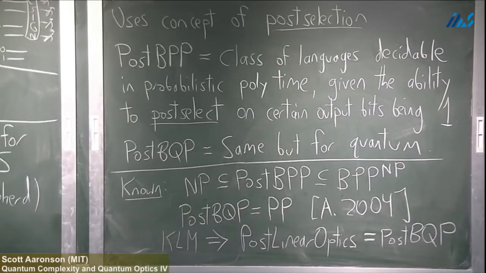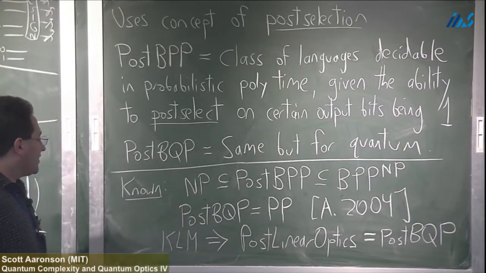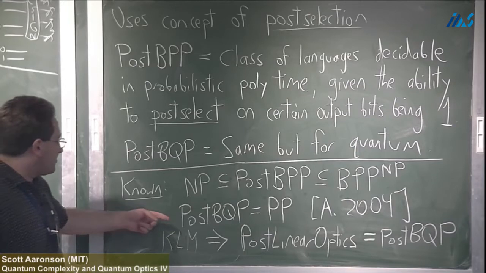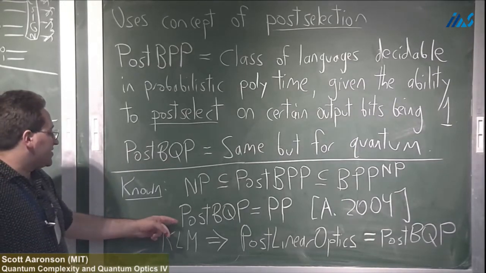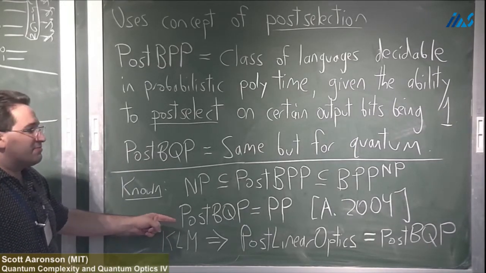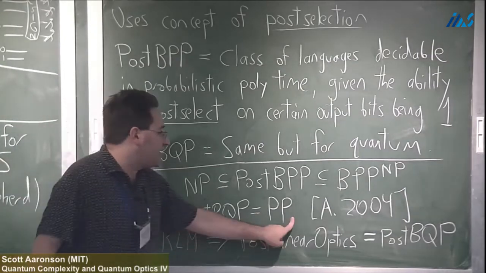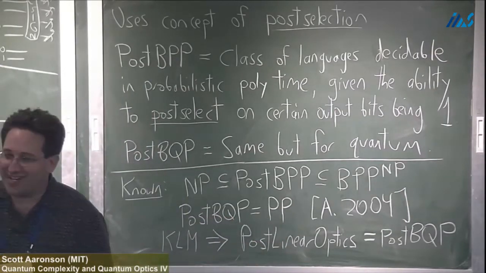All right. So in fact, what was surprising here is that this quantum complexity class post-BQP is exactly equal to a classical complexity class, PP.